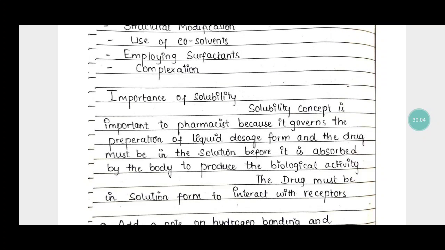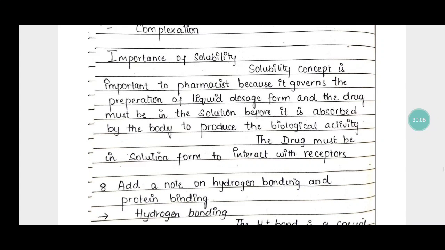Importance of solubility. Solubility is important for the pharmacist because it governs the preparation of the liquid dosage form, and the drug must be in solution before it is absorbed by the body.